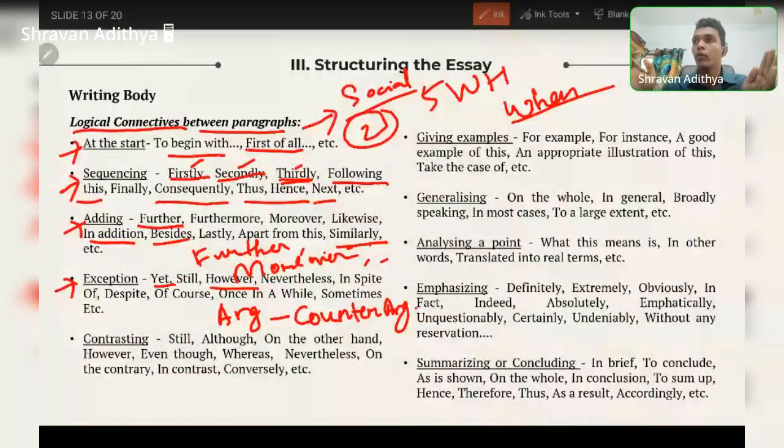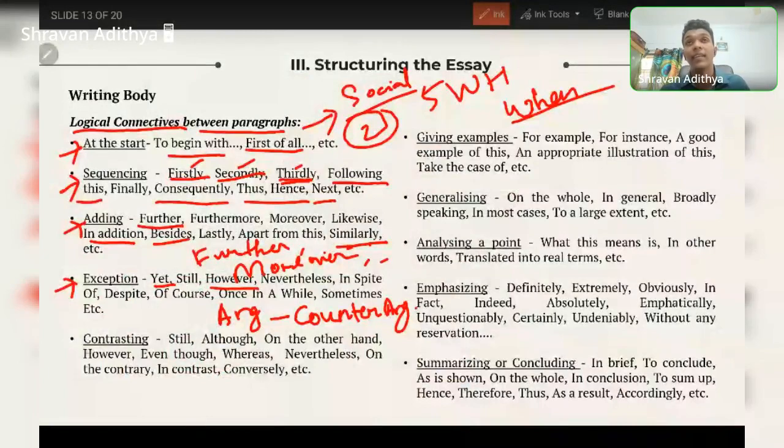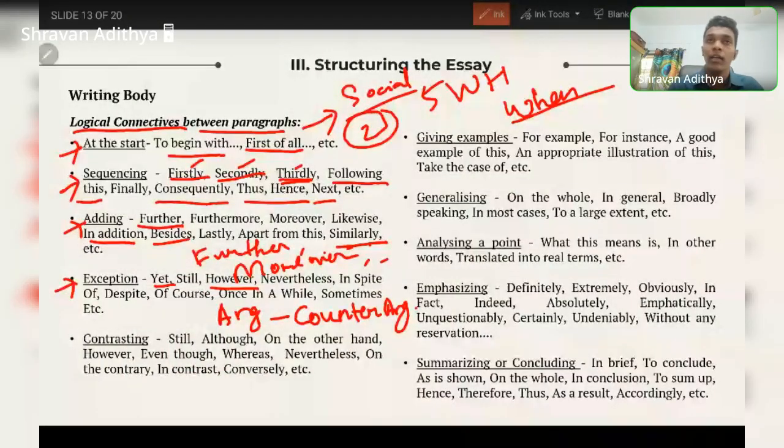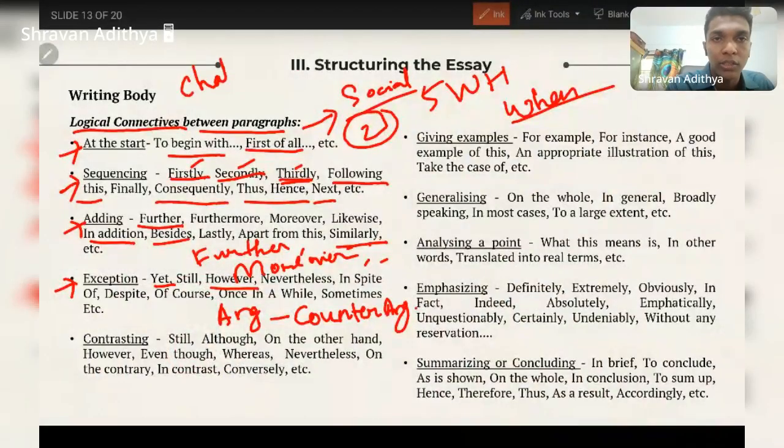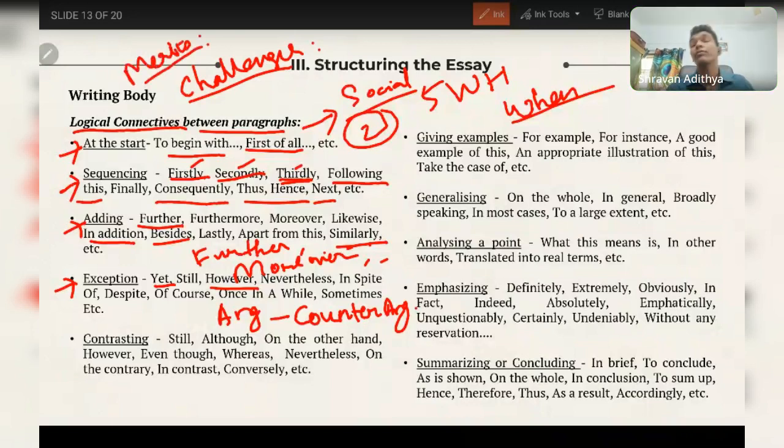You have talked about the positives of e-learning. Suppose you have talked about the positives of e-learning, but you start the next paragraph with however, then it obviously gives an opinion that you are going to talk about the challenges of e-learning. So in the body you cannot write subheadings, like challenges, merits. Those kind of things you cannot do.